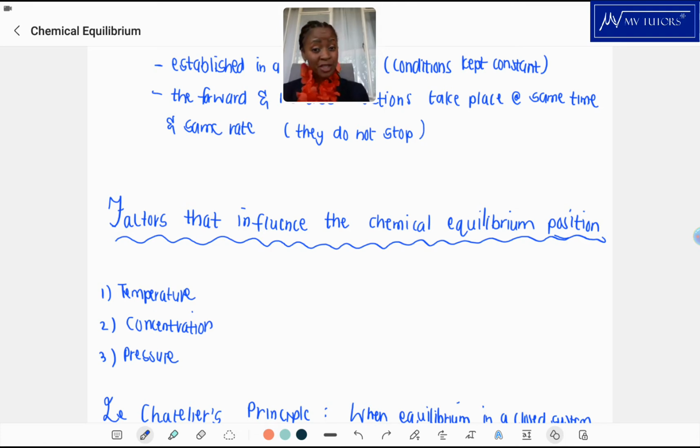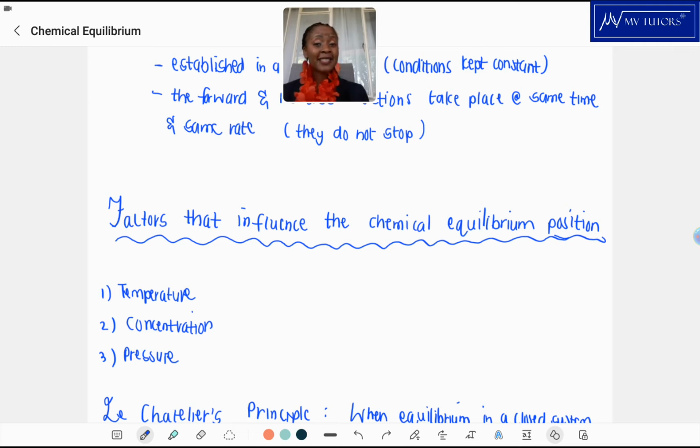Temperature, concentration as well as pressure really have an influence, and we're going to discuss also when that happens. If you increase or decrease temperature, or increase pressure, what actually will happen? How will the equilibrium shift?